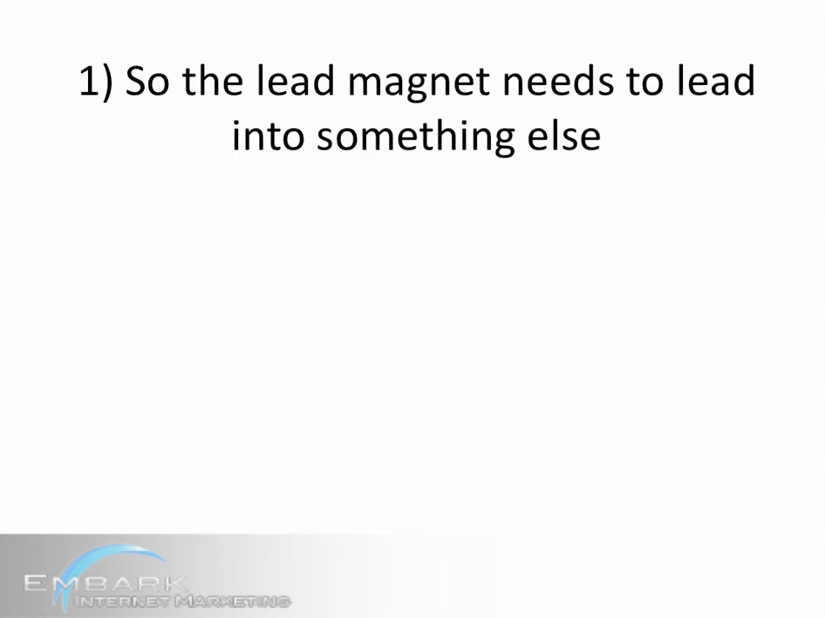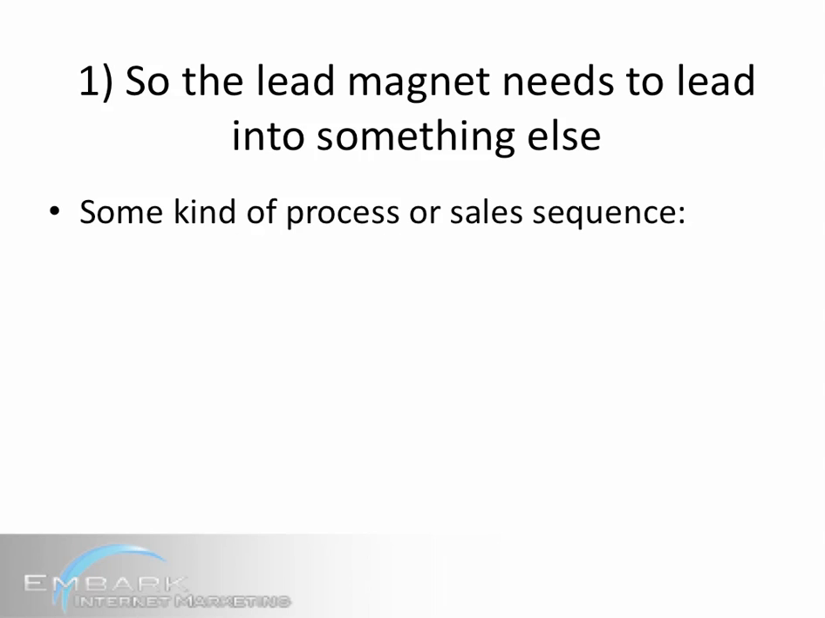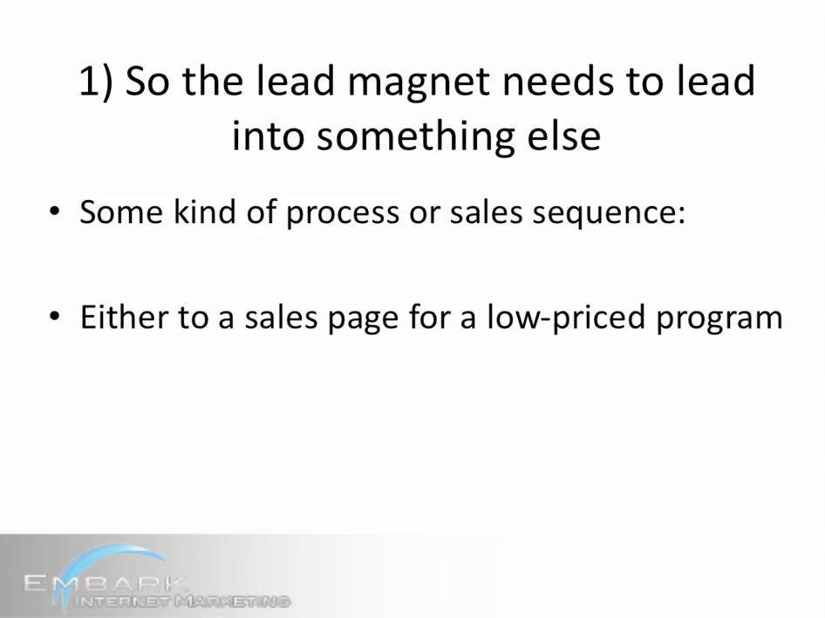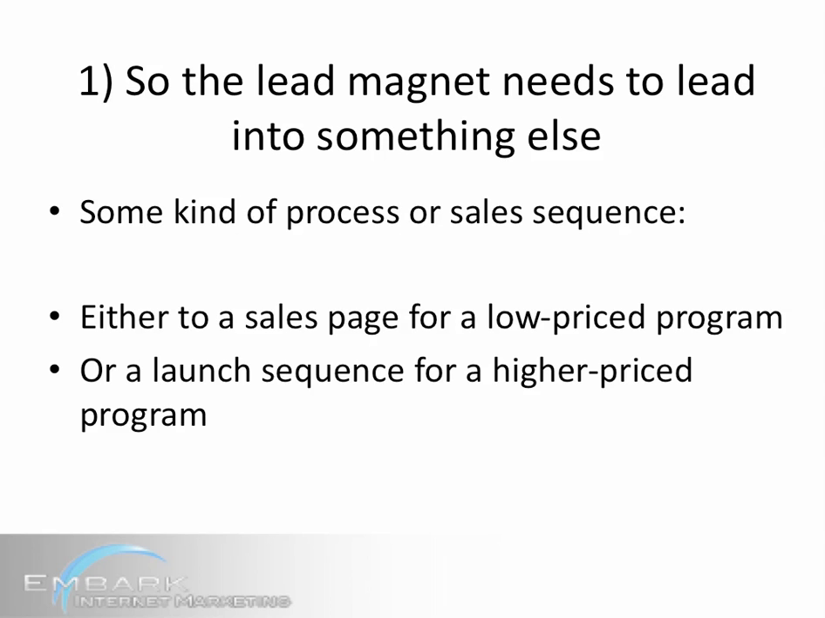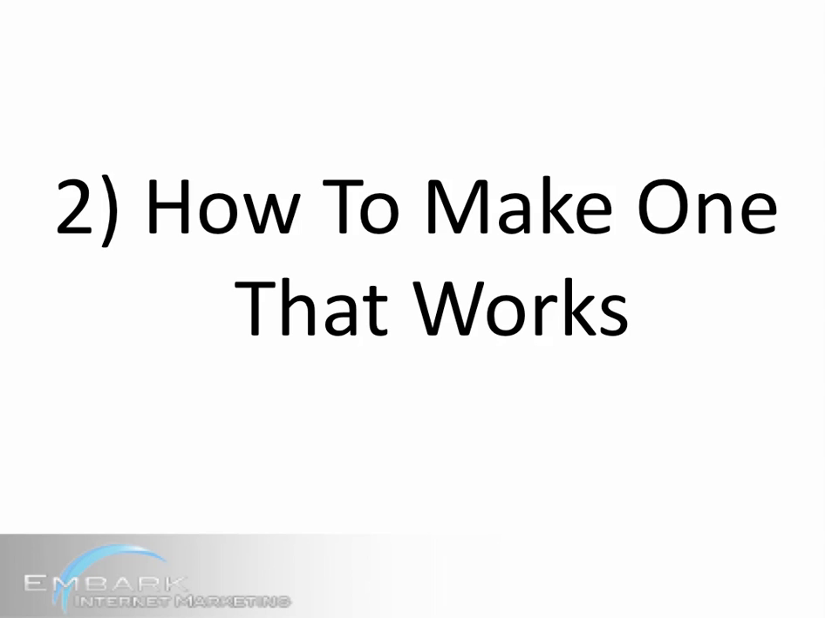So the lead magnet needs to lead into something else, some kind of process or sales sequence. It's either going to be a sales page for a low-priced program, some kind of offer for something in the, I'd say, $20 to $100 range, or a launch sequence, a series of promotions for a much higher priced program. So the second thing is, how do you make one that works?